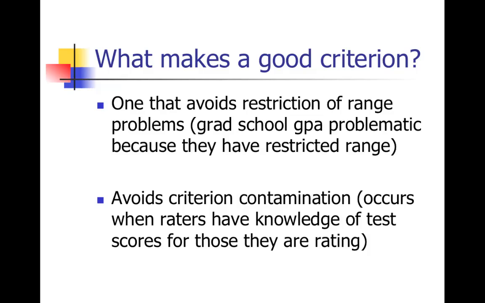We also want to avoid criterion contamination, which is the type of thing that occurs when raters have knowledge of test scores for those they are rating. Like teachers, if they know that their students are gifted or have really high IQs, they'll expect more of them and rate them higher, actually, on objective measures. Just that information seems to bias them.